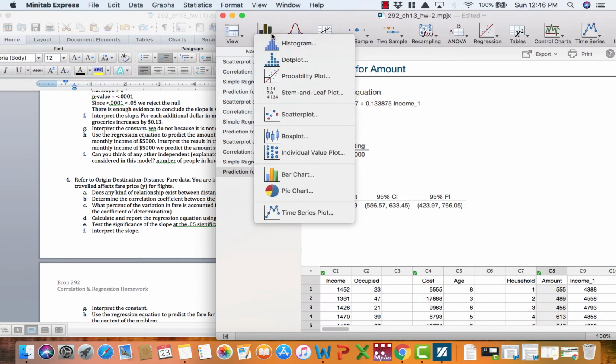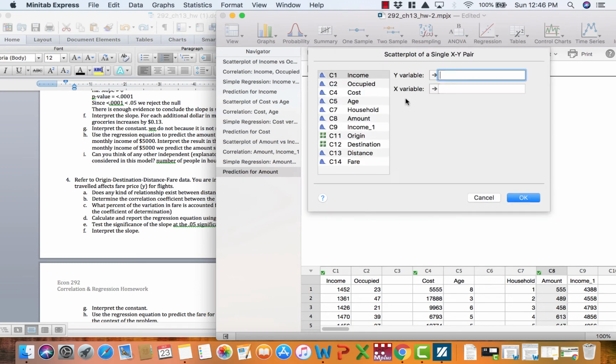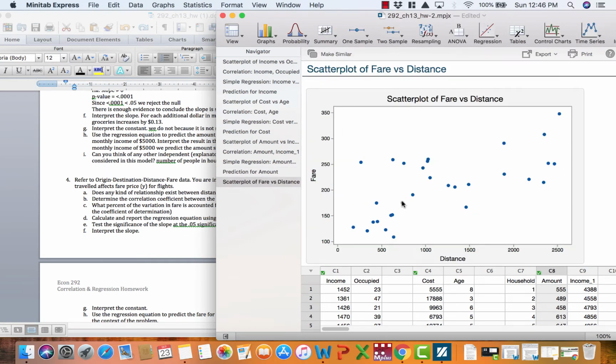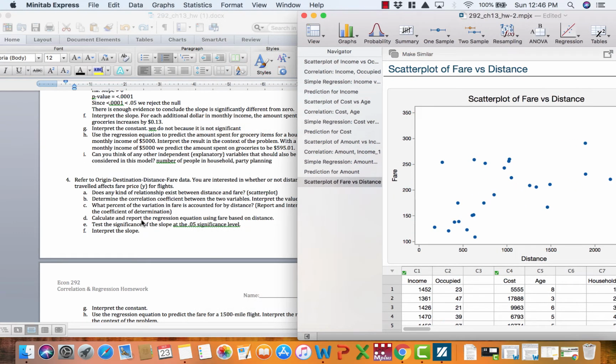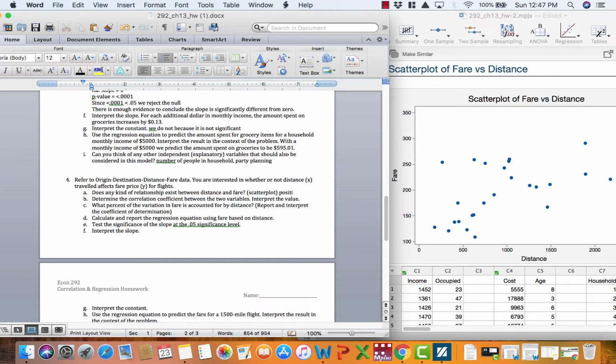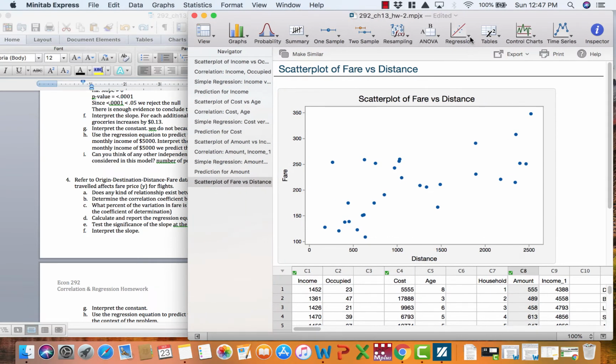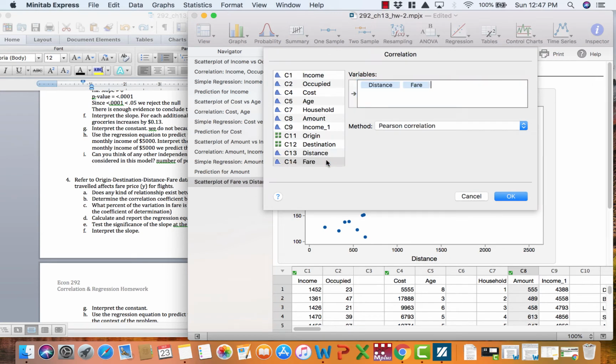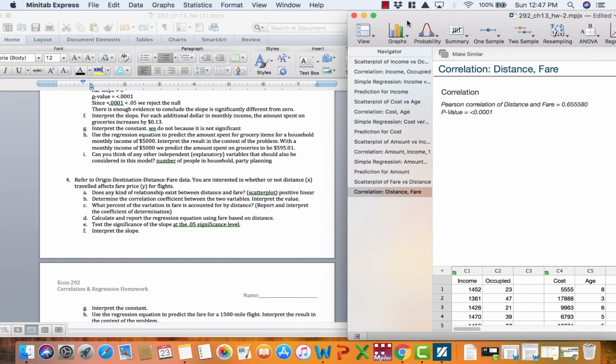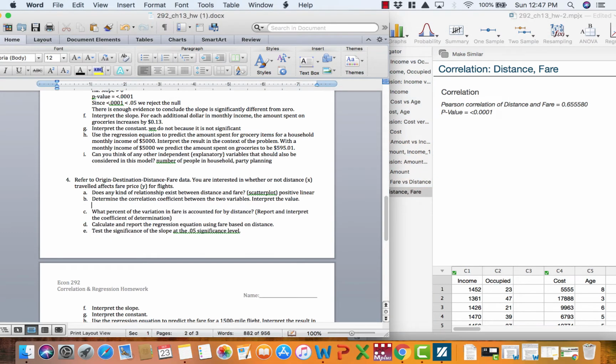All right, so let's do our scatter plot. And we want to see if fare is predicted by distance. So again here we clearly see a positive linear relationship. So we're going to go over here and say positive linear. And we want to determine the correlation coefficient, so we go into correlation, and we put in distance and fare. And so we get R equals 0.65558. So that's just below that 0.7 cutoff, so we're going to call this a moderate positive linear relationship.